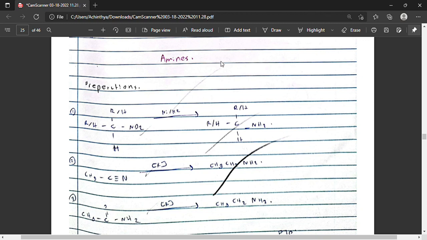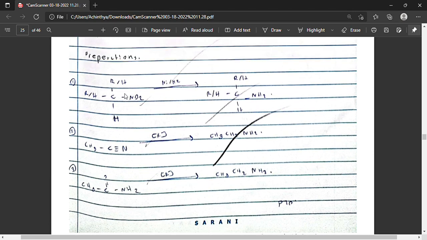Let's now talk about the chemistry of amines. First, we'll talk about how we prepare amines, and one way we do so is by taking a primary or secondary alkyl nitrate and reducing it with nickel, H2, and delta. It will convert the nitrate into the amine.